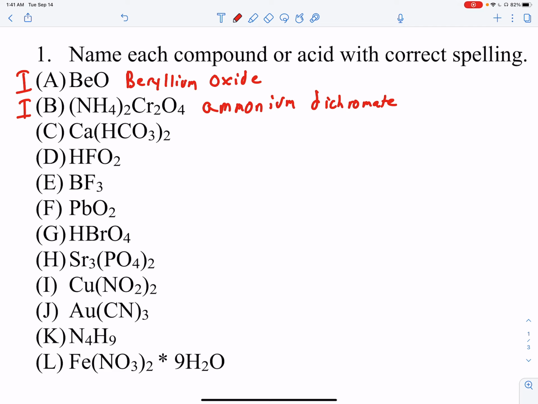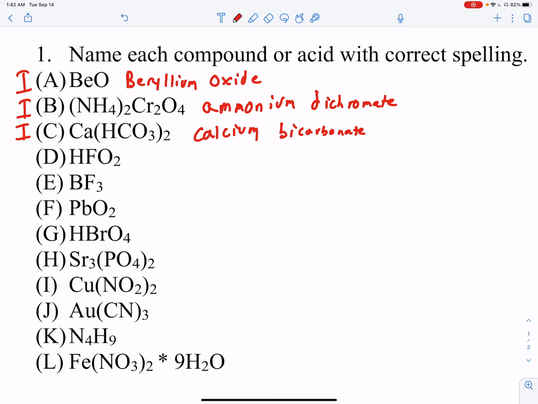All right, next guy is also an ionic bond. This is calcium, and that HCO3 is called bicarbonate. Sodium bicarbonate is actually baking soda, and you bake with that. So this is calcium bicarbonate. You definitely don't want to go near eating that.